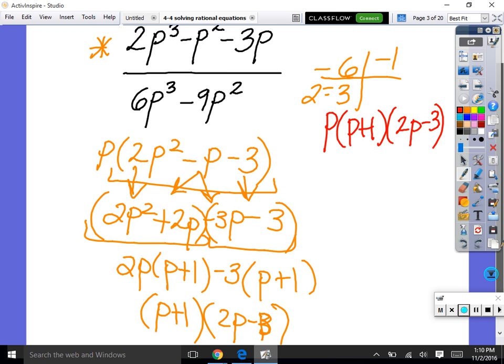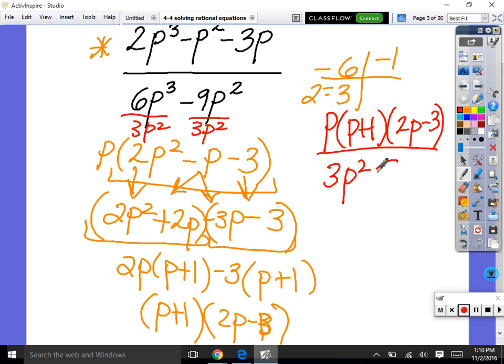So I'm going to come back up. What's in common here? 3p squared. Very good. So divide by 3p squared, divide by 3p squared. And left is 2p minus 3. Okay, so then from there we would say, we factored it all.